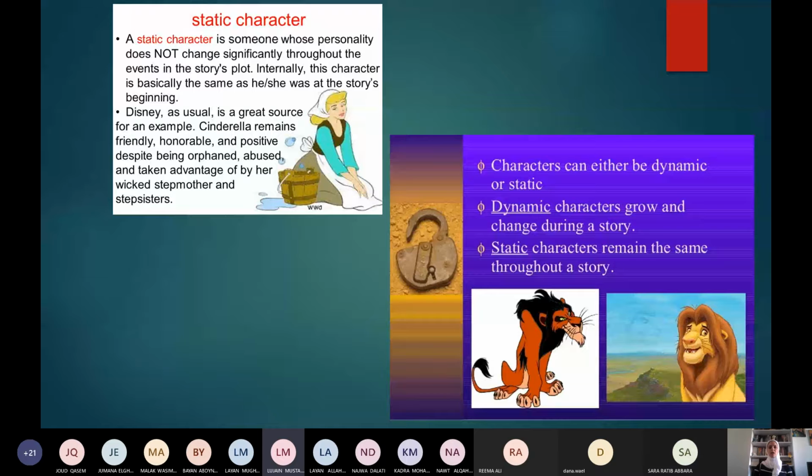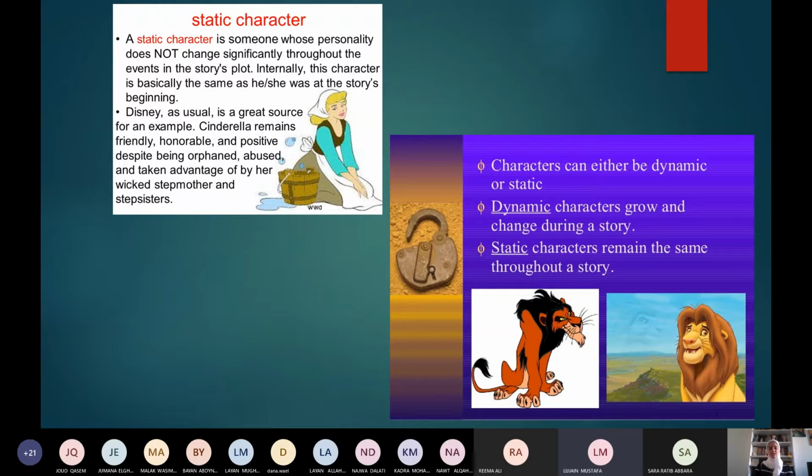What about Beauty and the Beast? Ah, Beauty and the Beast, huh? The Beast was a dynamic one. He changed. At the beginning he was not nice, and then he became nice. And Beauty was the static one. Yes, and the Beauty, her name was Ella, right? Bella. Bella was static, yes.